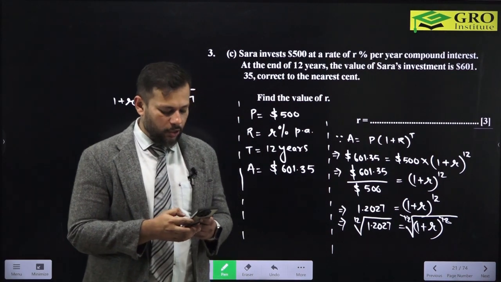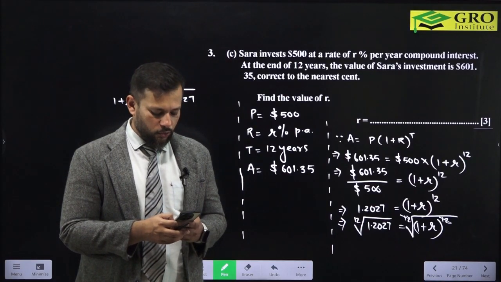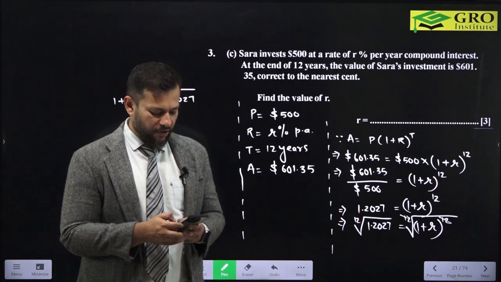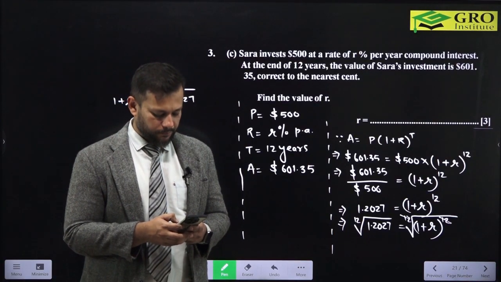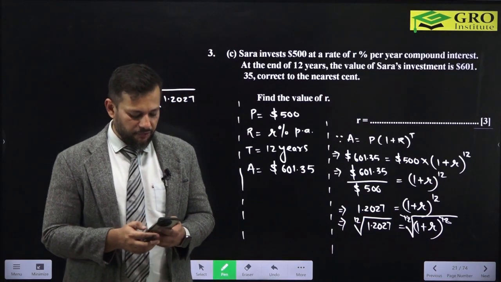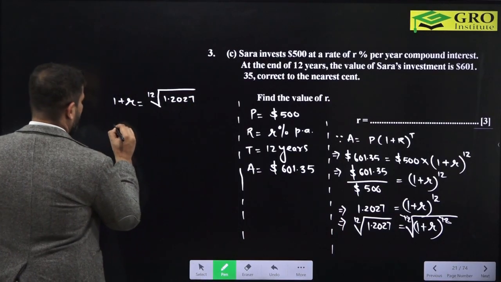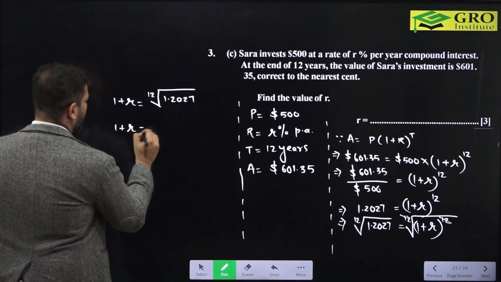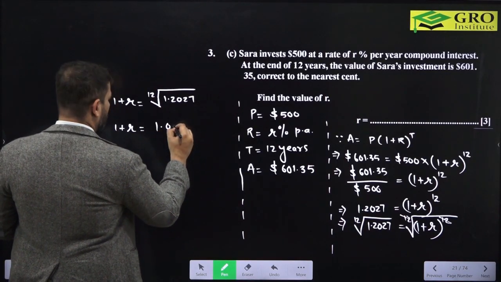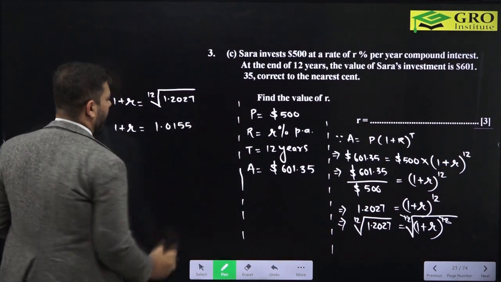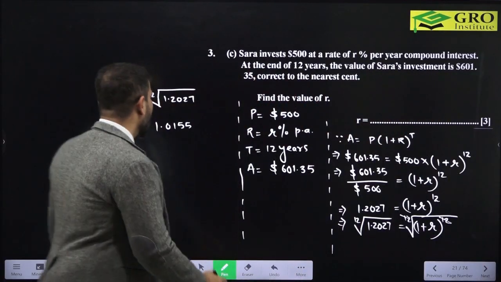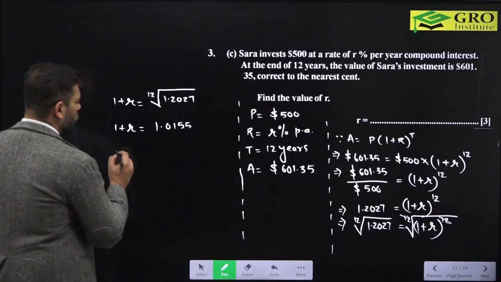We will use the scientific calculator for the same, and when I put the values, the 12th root of 1.2027, let me just do it for you. The 12th root, let us quickly put it, we are getting the value as 1 plus r equal to 1.0155. So this is what we are getting. 1.0155 is the 12th root of 1.2027.